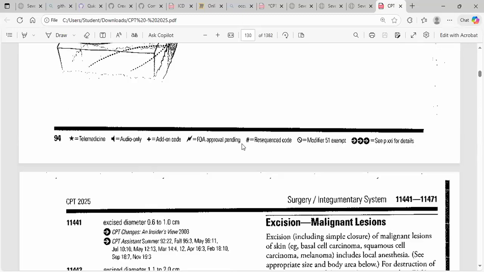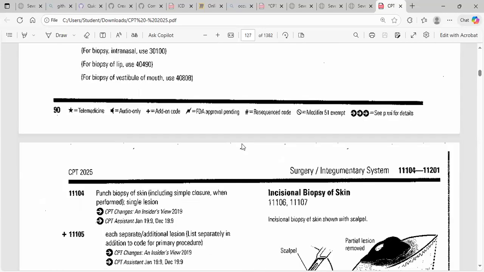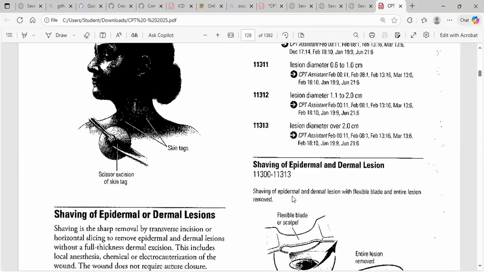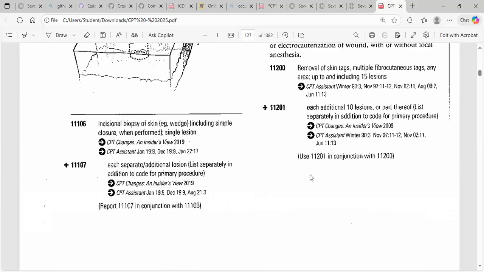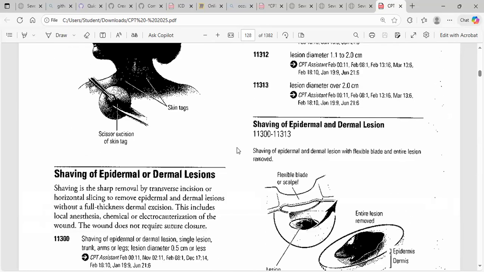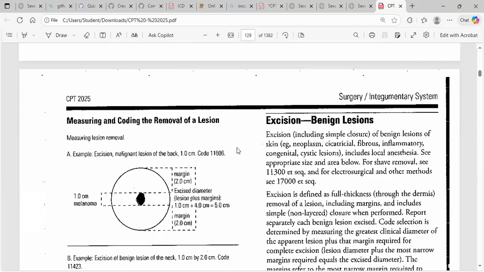Okay, now let's get started further. So after the biopsy, we have the next section, excision. We have two types of excision in our manual. Let me bring that up first. Here we go, excision. So we have two types of excision in our manual, excision of benign lesion and excision of malignant lesion.